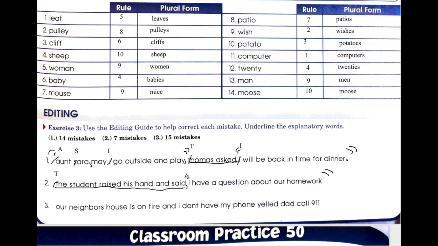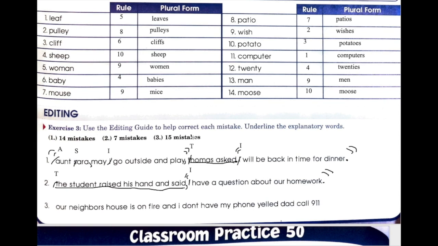Just wanted to make sure you could tell. Let's capitalize the word I. I have a question about our homework. Let's put a period at the end of that sentence. And that should be all. 7 mistakes. Let's count them. 1, 2, 3, 4, 5, 6, 7. Okay, we have them all for number 2.